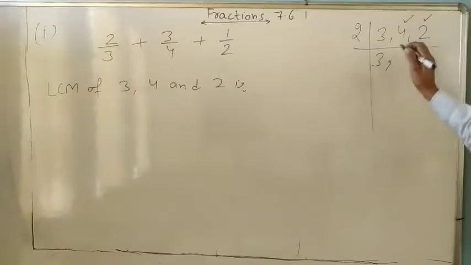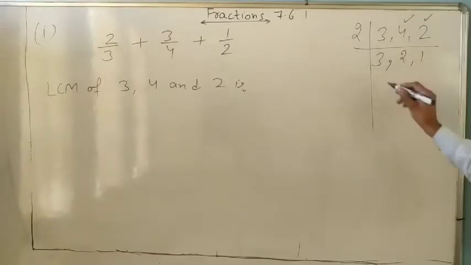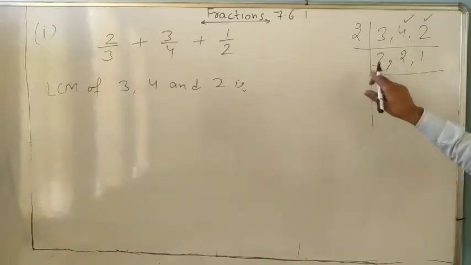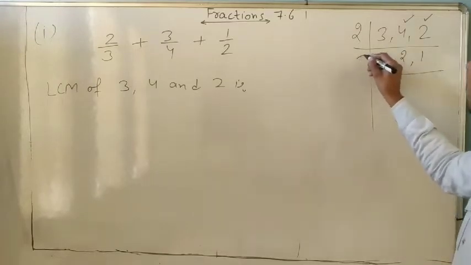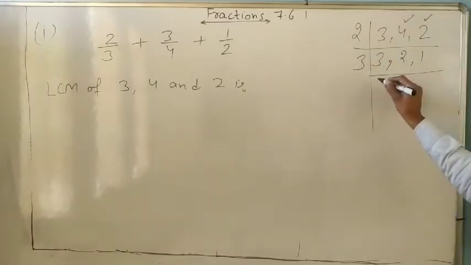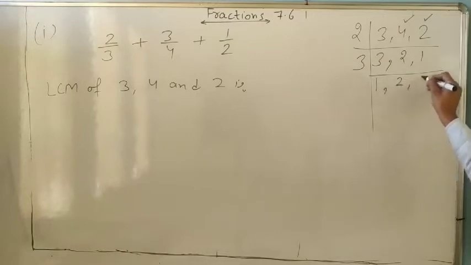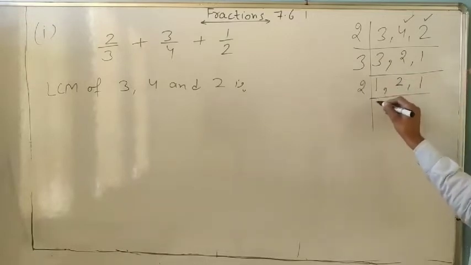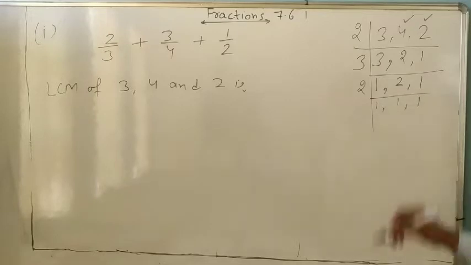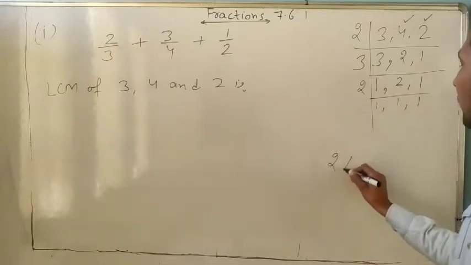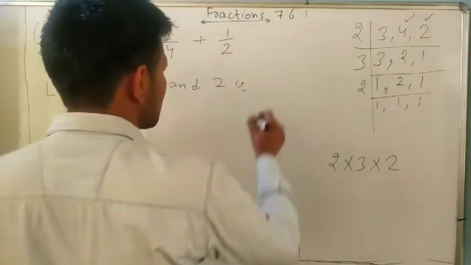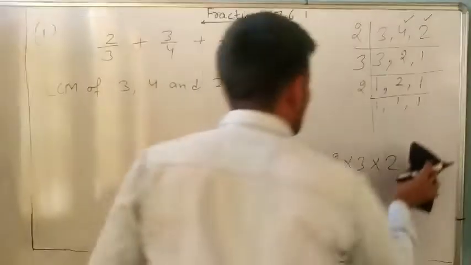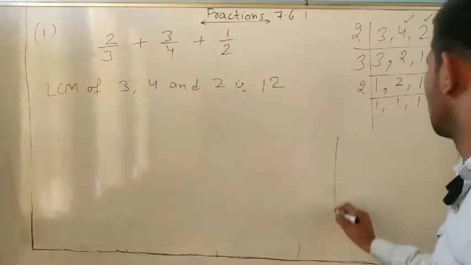So 3 as it is, 2, 2, 1. Now, is there any number which can divide at least 2 of 3, 2 and 1? No, otherwise 3 we can divide by 3 also. 3, 1, 2, 1. Now 2, 1, 1, 1. So what is the LCM? 2 into 3 into 2. 2 into 3 is 6, 6 into 2 is 12. LCM is 12.